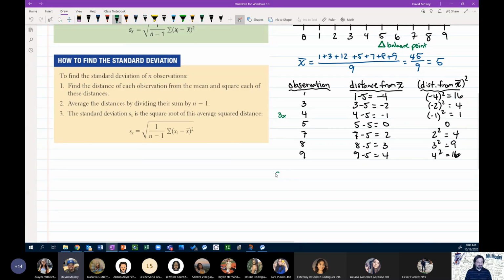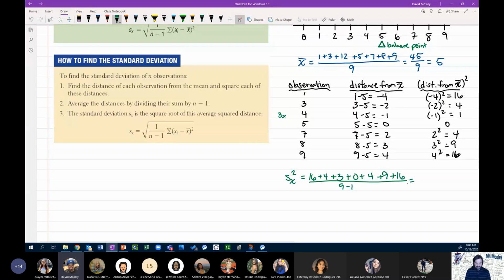As far as our formula goes, we have s sub x squared. We're going to have 16 plus 4 plus, and remember I have 3 of the 4s here, so I'm going to say plus 3 because 3 times 1 is 3. Plus 0 plus 4 plus 9 plus 16. And we're going to divide this by n minus 1, 9 minus 1.